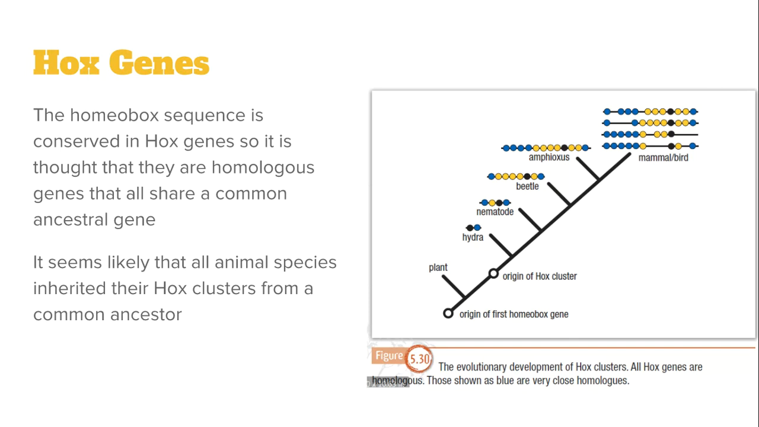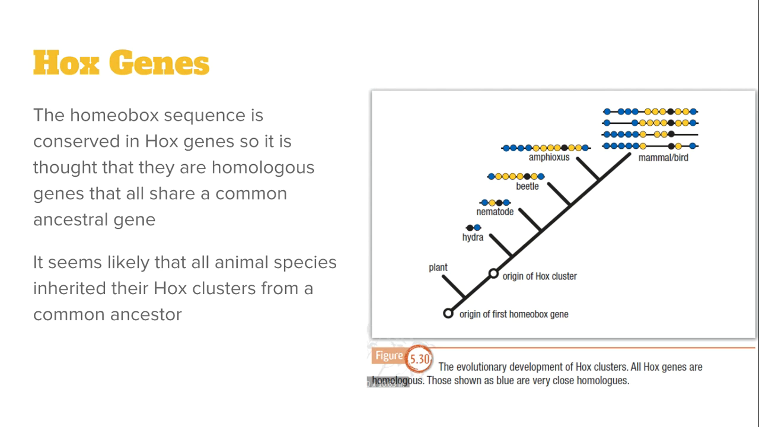If we go back to looking at Hox genes, we can see that the homeobox sequence is conserved. So it is thought that they are homologous genes that share a common ancestral gene. And it seems highly likely, we can use this diagram on this slide to show that animal species inherited all of their Hox clusters from a common ancestor.